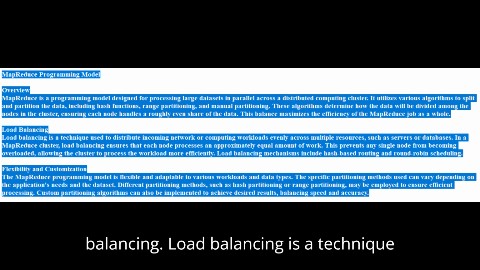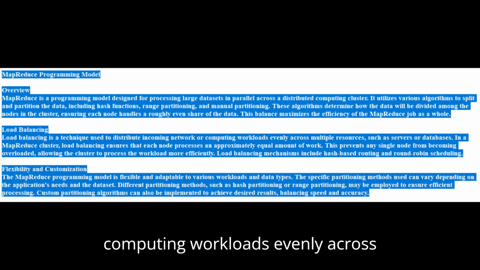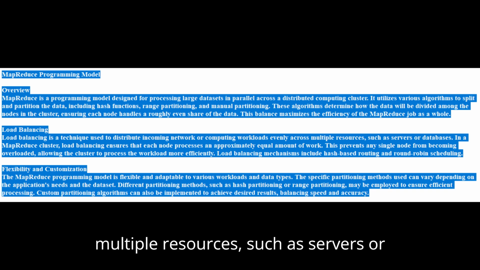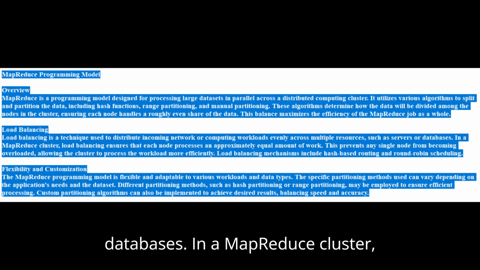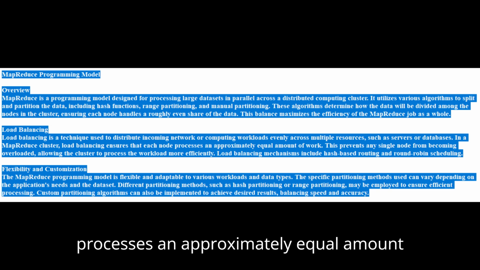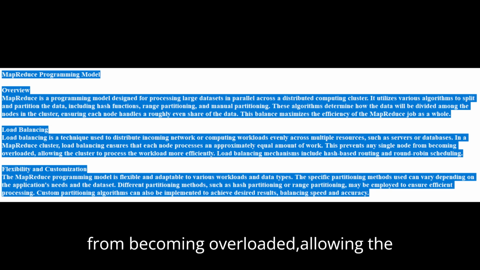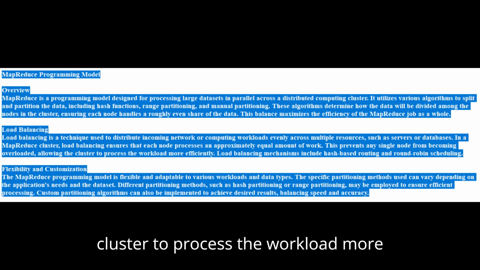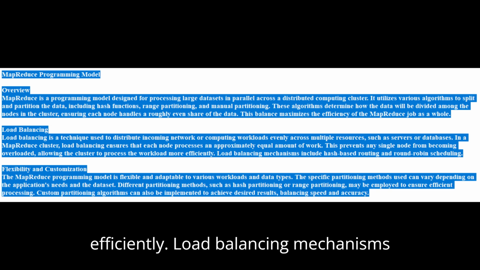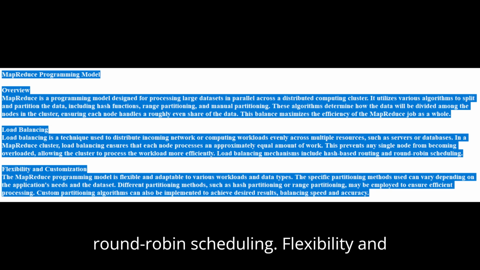Load balancing. Load balancing is a technique used to distribute incoming network or computing workloads evenly across multiple resources, such as servers or databases. In a MapReduce cluster, load balancing ensures that each node processes an approximately equal amount of work. This prevents any single node from becoming overloaded, allowing the cluster to process the workload more efficiently. Load balancing mechanisms include hash-based routing and round-robin scheduling.